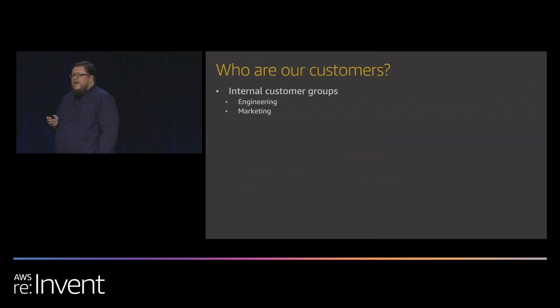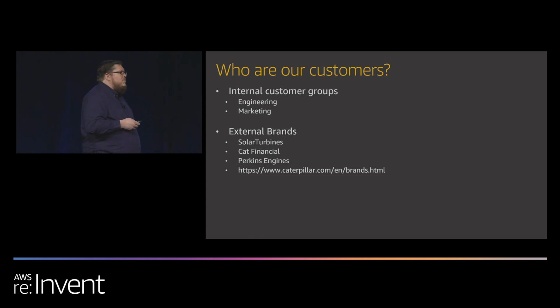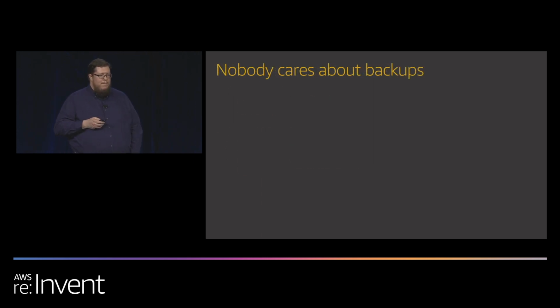So let's talk a little bit about who my team's customers are, or who we enable inside of Caterpillar. We have internal customer groups within Caterpillar Corporate, groups like engineering and marketing. So we do a lot of design, as well as public web service hosting, things of that nature. We also have external brands, a number of other brands under the Caterpillar umbrella that do business throughout the world, and we work with these teams as well. Some of those brands are Solar Turbines, Cat Financial, Perkins Engines. I encourage you to visit our website if you want to see the complete list of brands. You'll probably see some that you didn't know were associated with Caterpillar.